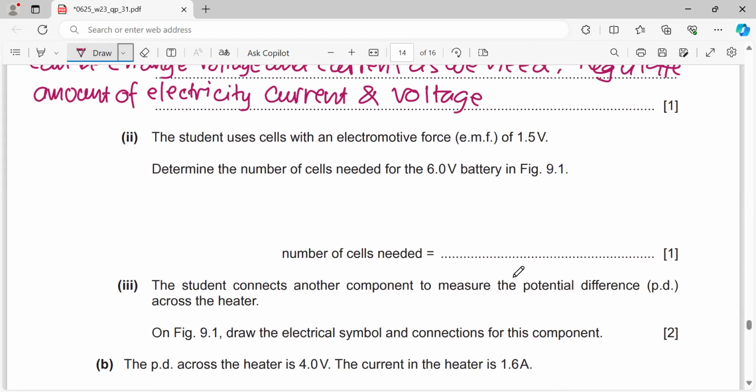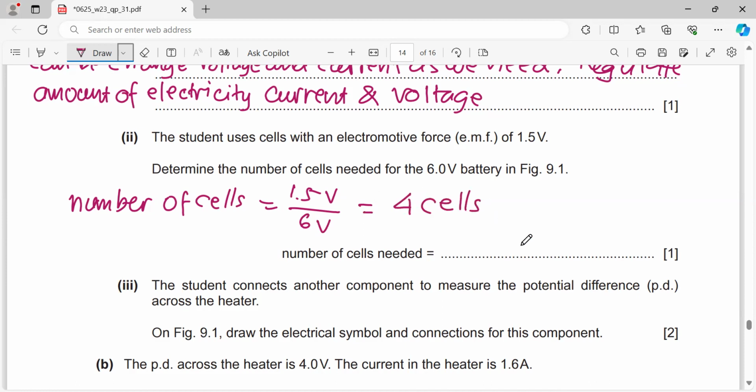Two, the student uses cells with an electromotive force, EMF, of 1.5 volts. Determine the number of cells needed for a 6-volt battery. So the number of cells equals 6 volts over 1.5 volts. It is 4 cells. The solution is 4 cells.